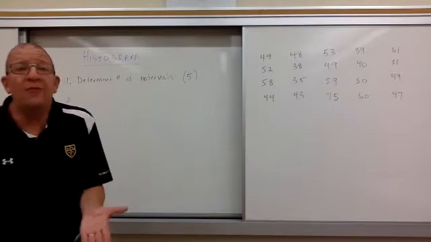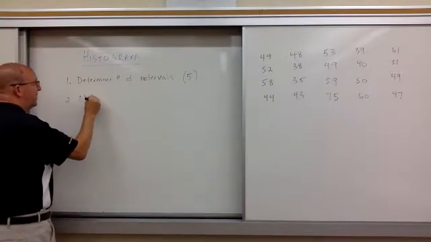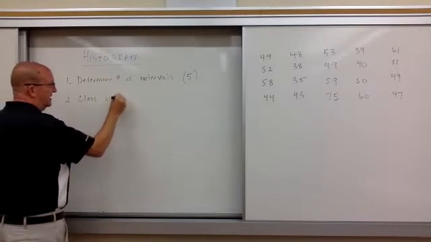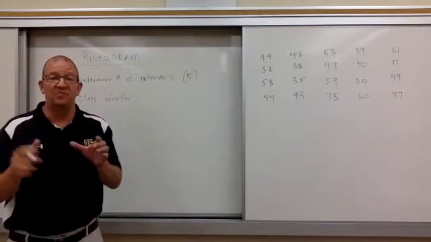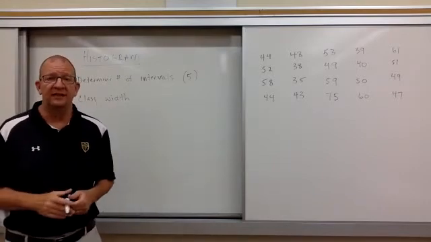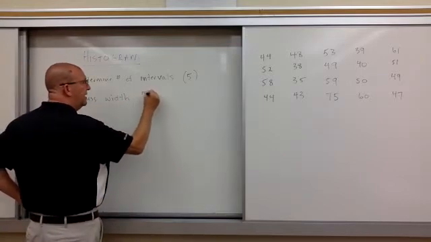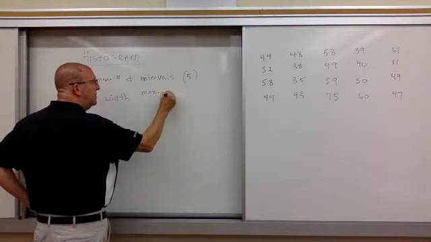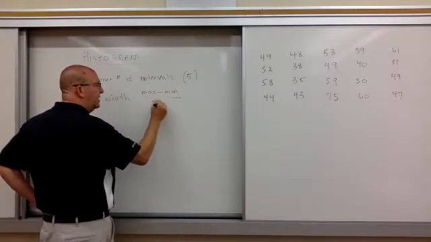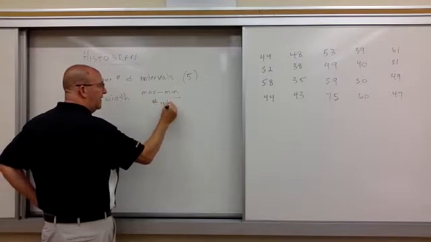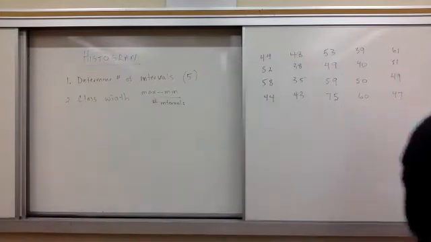Step 2, let's determine the width of each interval, or sometimes called the class width. Not class of you guys, but each group is a class. Here's how you do it. You take your maximum minus your minimum divided by the number of intervals. Okay? That determines your class width.